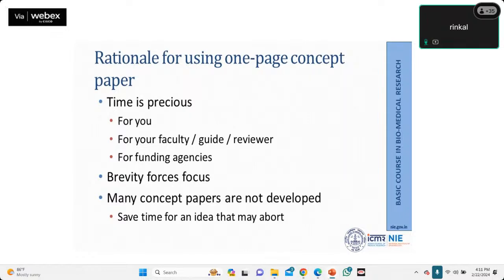The other application of the concept paper is, if this kind of provision is not there, then there are many ideas which may not get born. They may not get developed. Because detailed development of a protocol requires a lot of efforts and time, if we submit a concept paper and if that gets approval, then afterwards we can develop it into a detailed protocol. That way many ideas can be born and can be developed to a next stage.